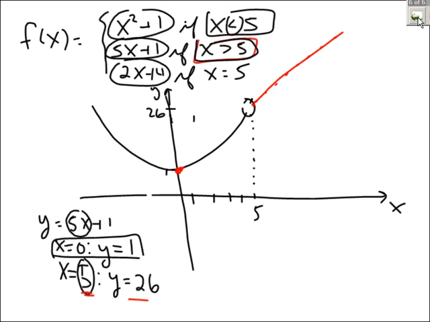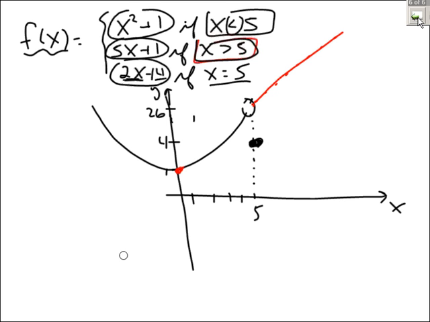Now when x is 5, y equals 2 times 5, which is 10, plus 4, 14. That point, believe it or not, goes right there. This graph is not continuous at 5. It's not continuous at 5. Well, the thing is how can you prove it?